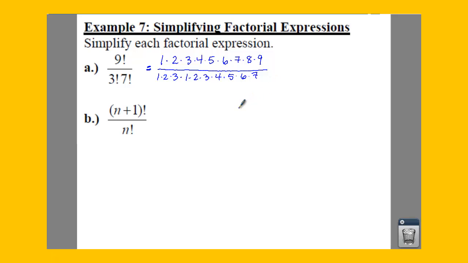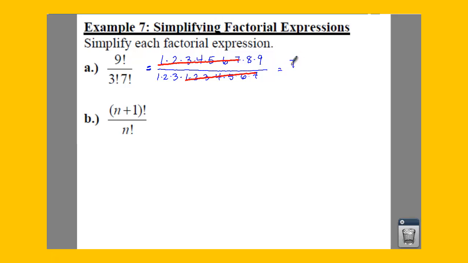Well, the cool thing is you can simplify and get rid of a whole lot of these numbers just by canceling out. So this 1 through 7 will cancel out with the 1 through 7 on top. So you have 8 times 9 divided by 2 and 3. Well, you could just make this 72 divided by 6 at this point if you wanted to. I guess that wouldn't be too bad.